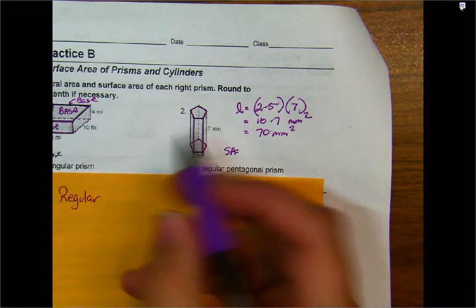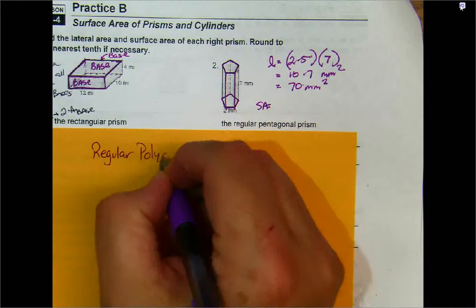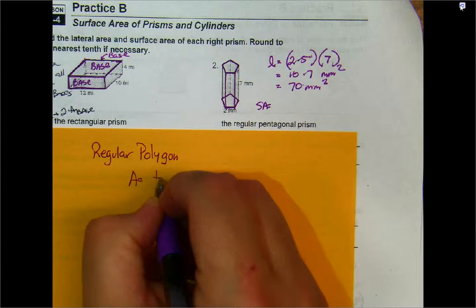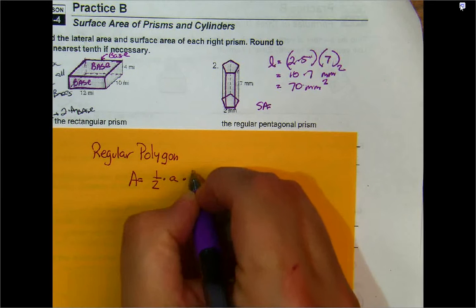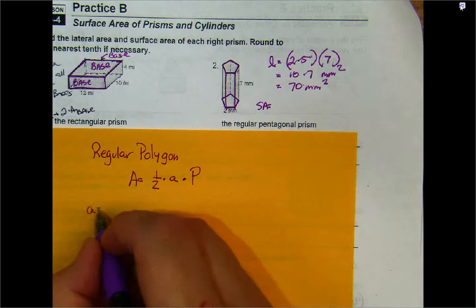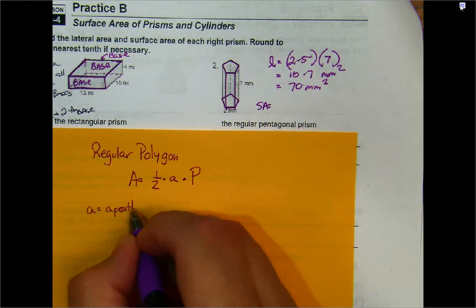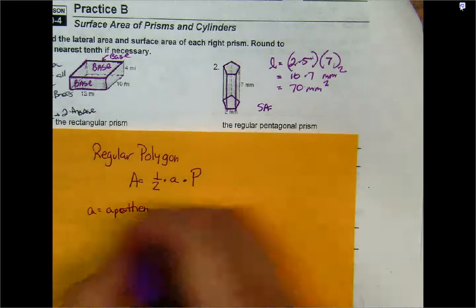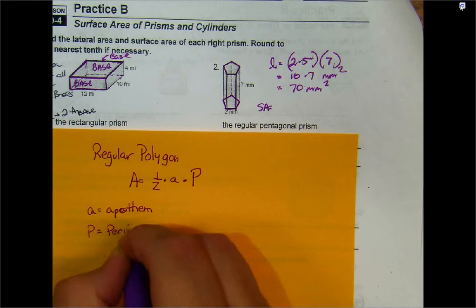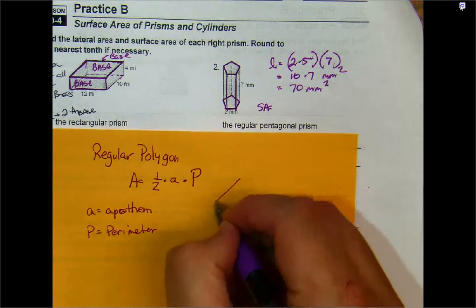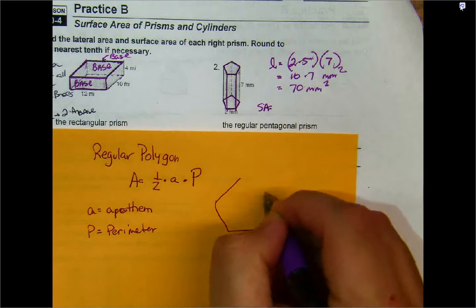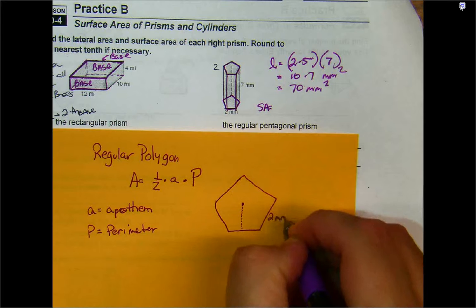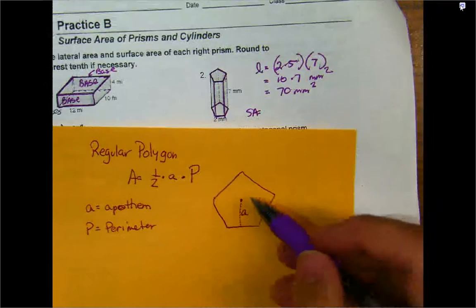A regular polygon. Area is going to be 1/2 times A times capital P, where A is equal to something called an apothem, or an apothem, depending on who you talk to, and P is equal to the perimeter. And the whole idea comes from this. If this is our shape, and I know this is 2 millimeters, and this, from the center of the shape to one side, is your apothem.